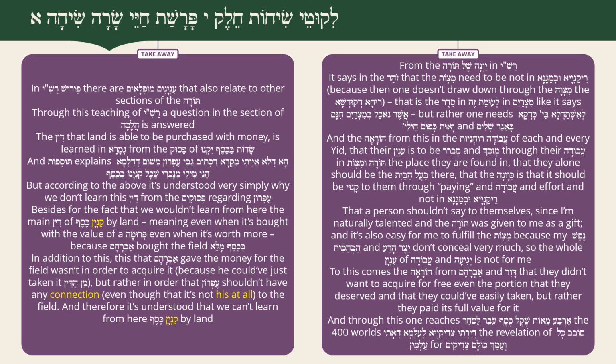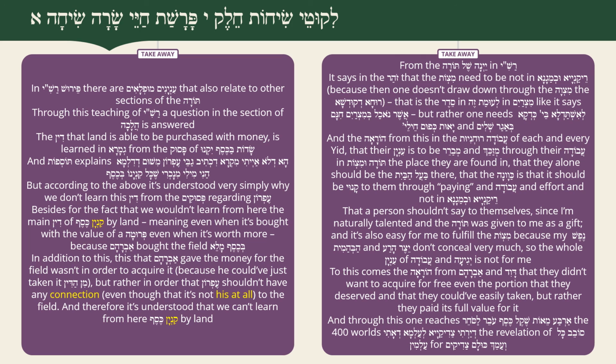For this comes the hora'ah from Avraham and David, that they didn't want to acquire for free even the portion, the chelek, that they deserved and that they could have easily taken, but rather they paid its full value for it. Meaning to say that even someone that could learn Torah and do mitzvahs without any effort and exertion, without any avodah, nevertheless, in order to refine their part in the world, that it should completely leave the memshala, the control of klipah, and it should be a dirah lo yisbarach, is specifically through hishtadlus, through exerting oneself, avodah and yegiyah. Just like we see that in order to take the land from Ephron and from Aravna, it had to be through not taking it just because of ownership, because it could be taken, but to exert and to pay for it.